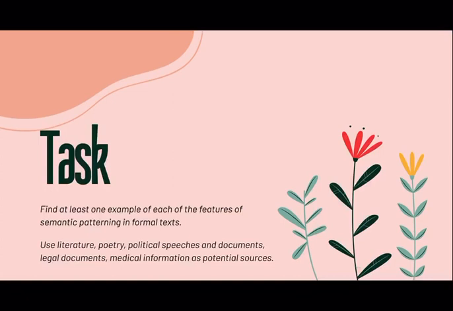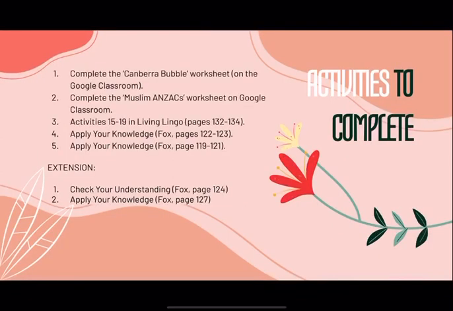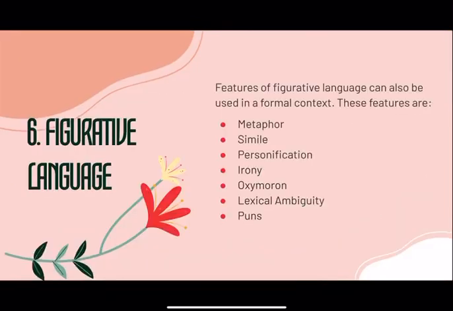And what you need to do is find in those texts, you can choose however many you like. You might be able to find all of them in one text, or you might need to find a different text for each of the different features. It's up to you. But you need to find an example of each one of these things in a formal context in a text of your choosing.